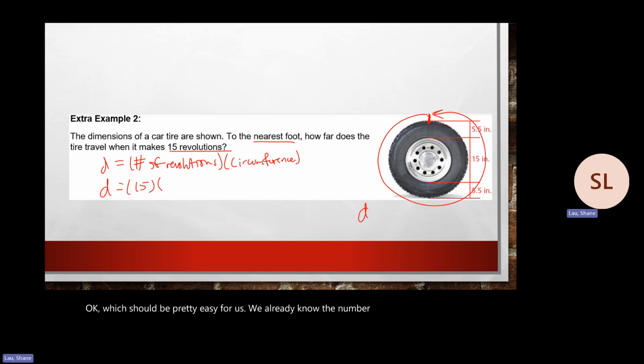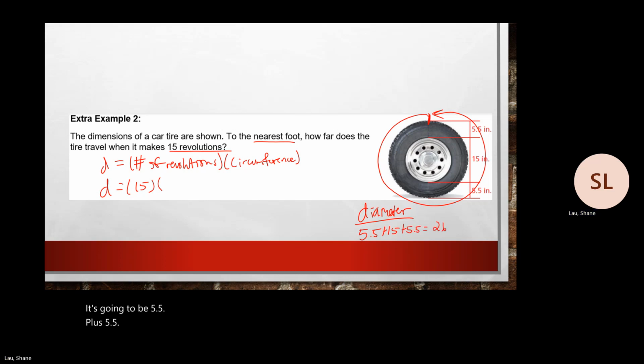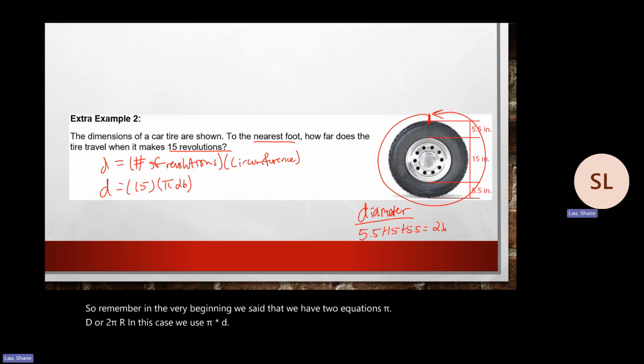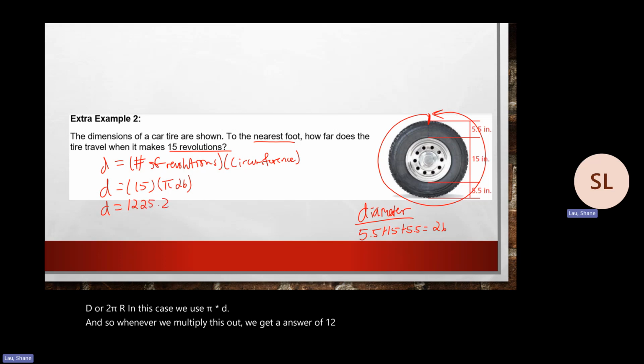So for our diameter, it's going to be 5.5 plus E plus 5.5 equals 26. So remember in the very beginning, we said that we have 2 equations, pi times d, or 2 pi r. In this case, we're going to use pi times d. And so whenever we multiply this out, we get an answer of 5.220.